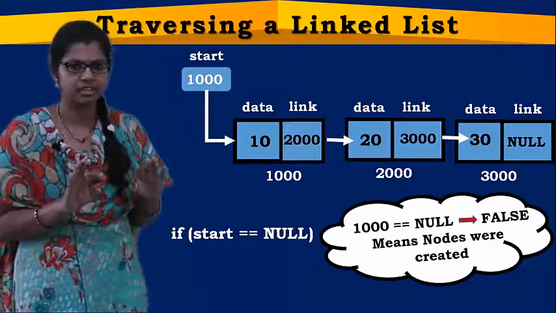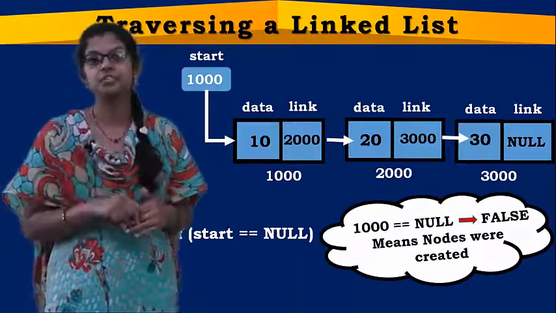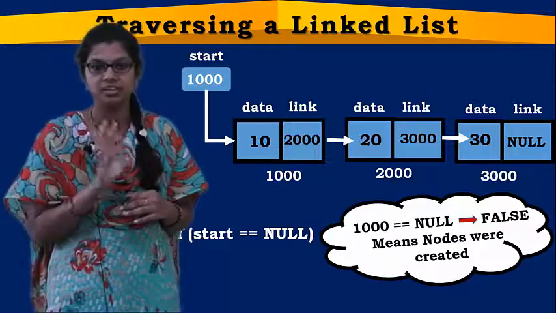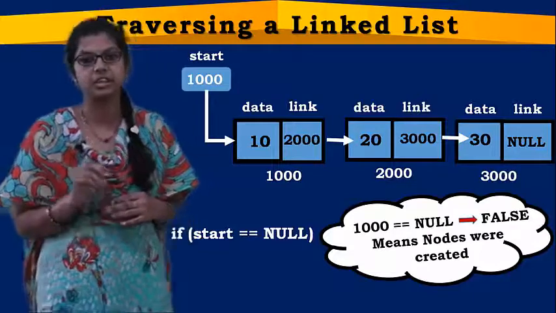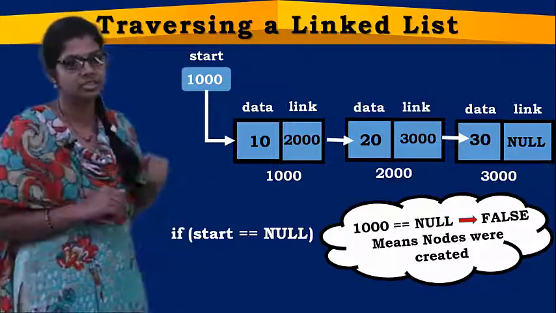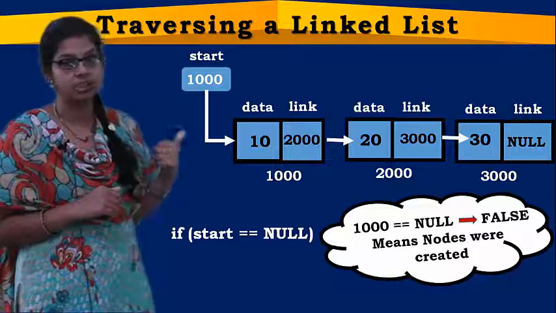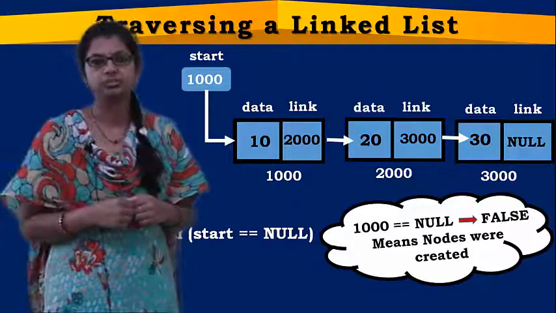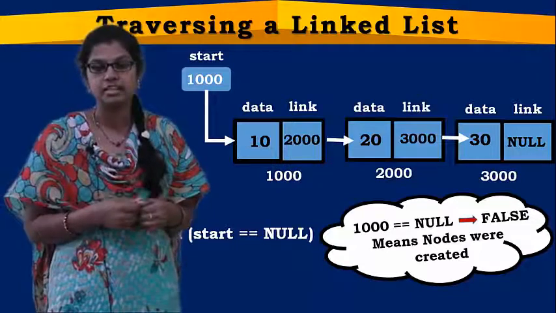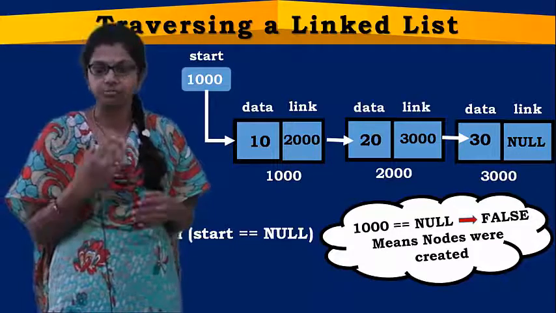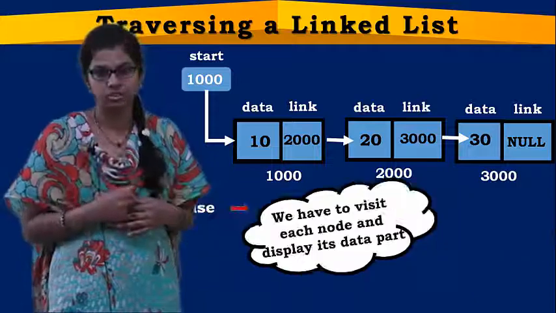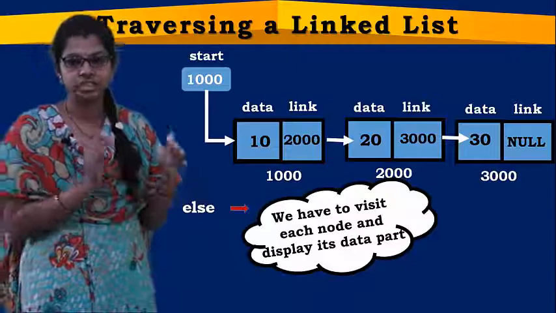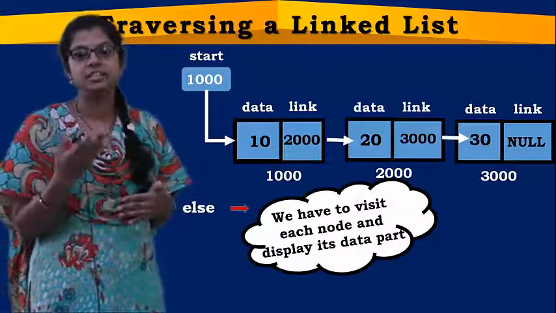Even if you have a list, you first have to check whether it is empty or not. For any singly linked list, we first check that condition: if start equals null. Start is pointing to 1000, so does 1000 equal null? No. It means that nodes are created, so we have to visit each node. Now, in the else part, what do we have to do? We have to visit each node and display its data part.